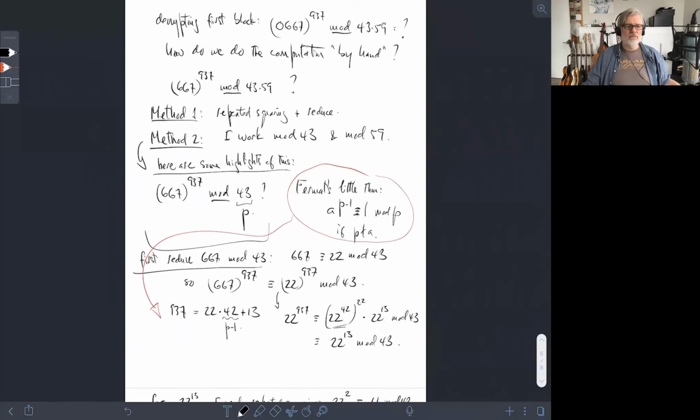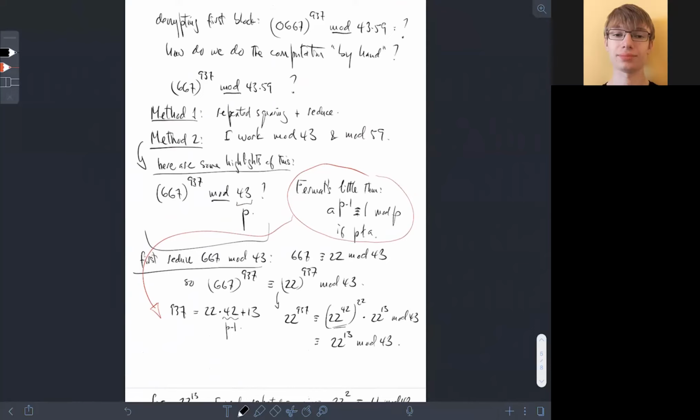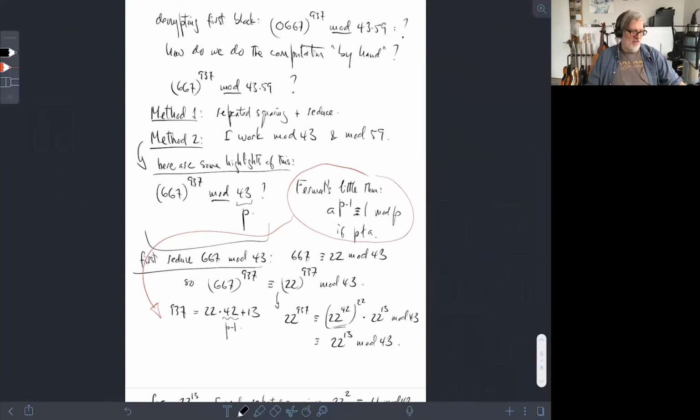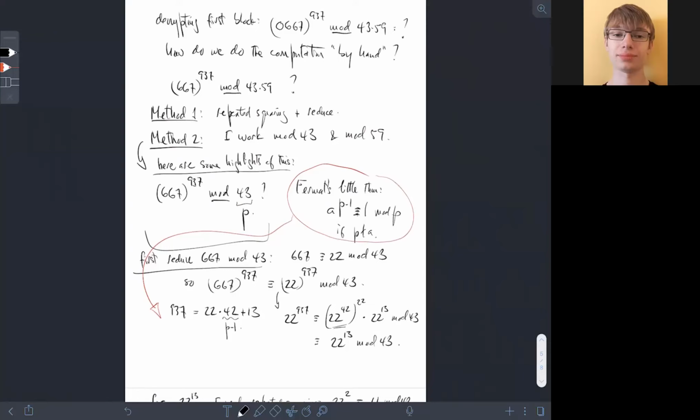Other questions? On the test, can we use our calculator to help us with things like the Euclidean algorithm? Yes. Obviously. Okay.